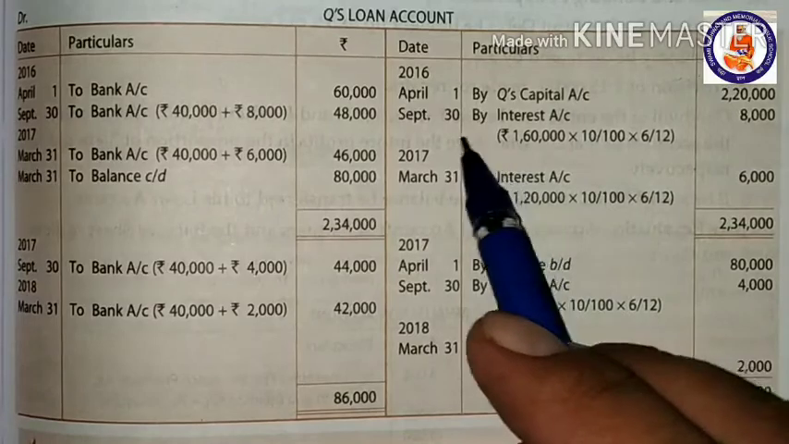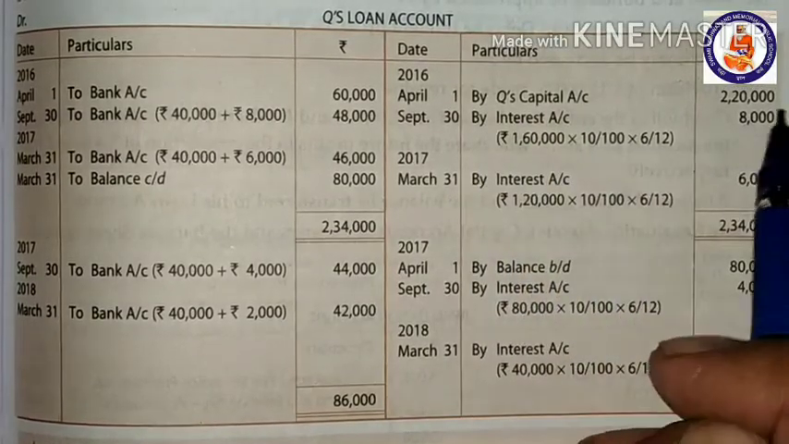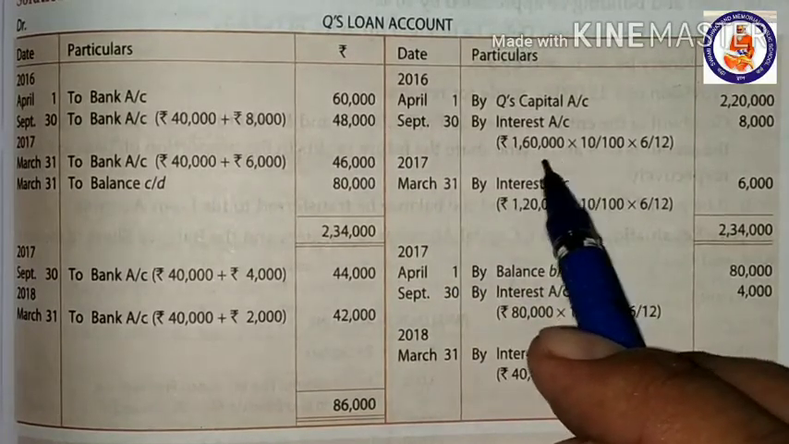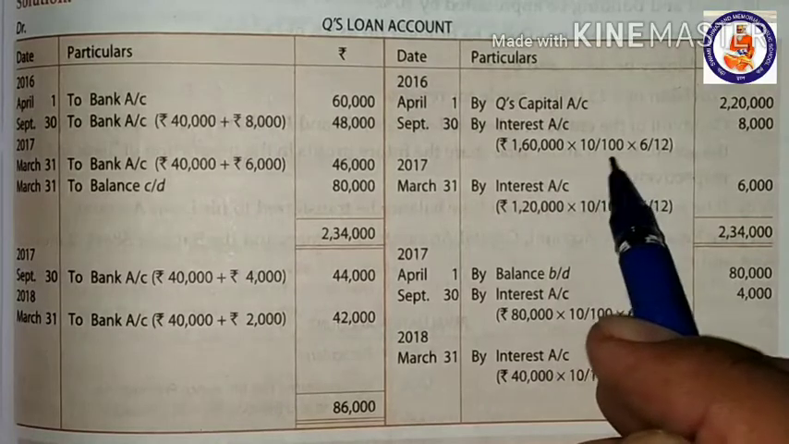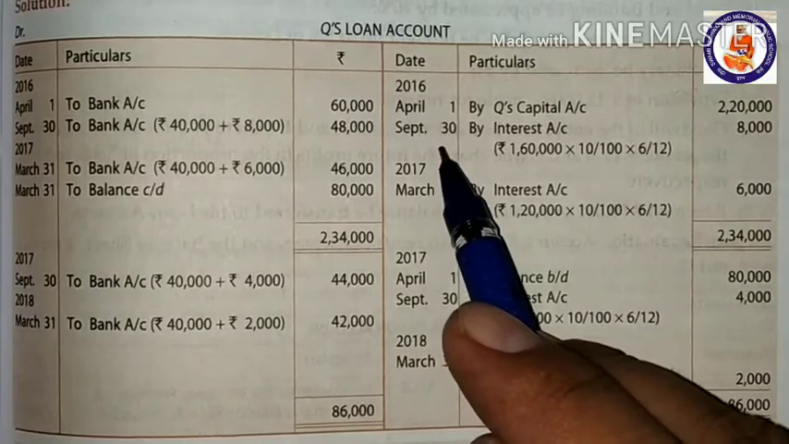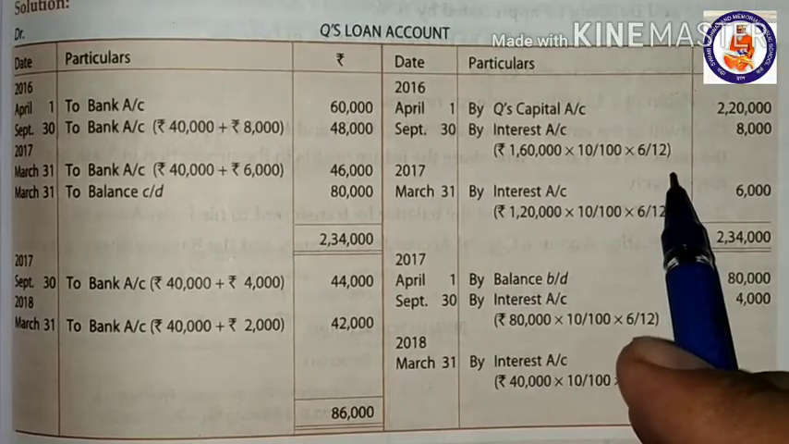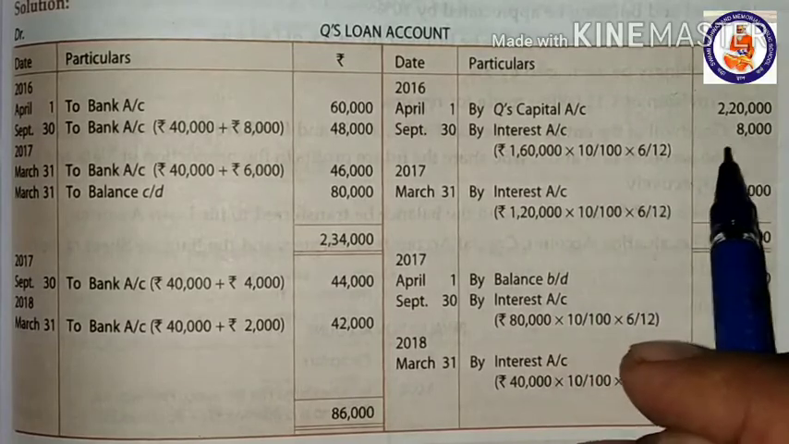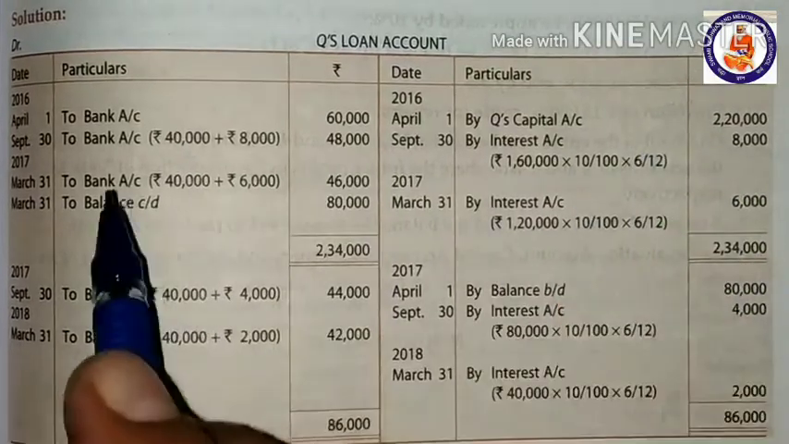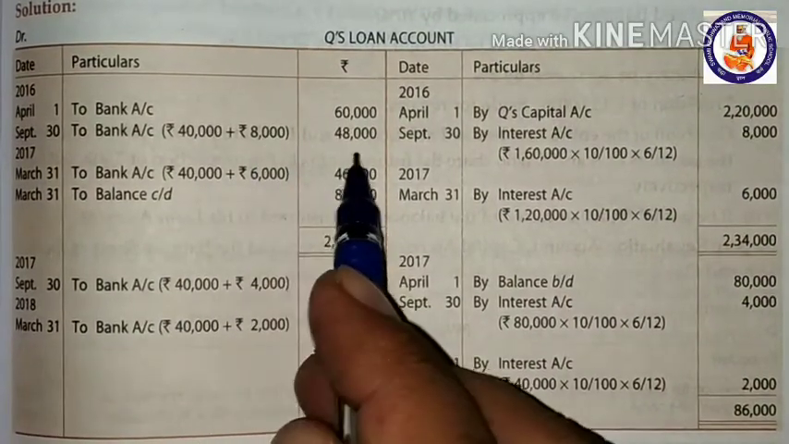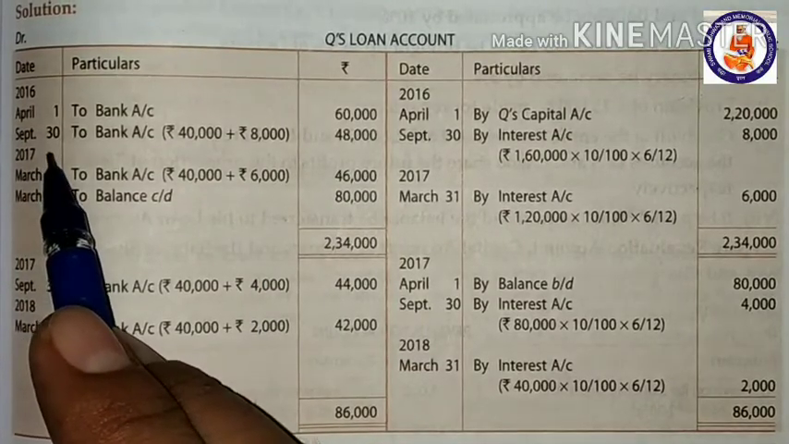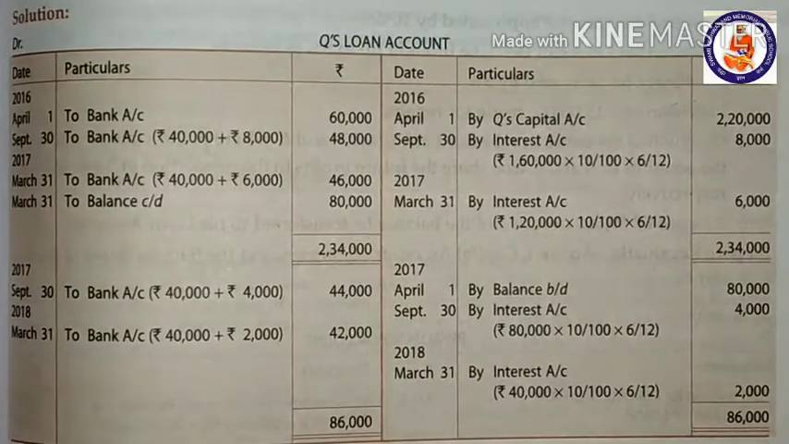On which amount? Out of this 2,20,000, 60,000 is paid, so for the remaining 1,60,000 at the rate of 10%, half year interest will be charged, because on this day we will find out how much interest is there. The interest amount comes to 8,000 rupees. So how much will be paid? The amount 40,000 plus 8,000 of interest, so a total of 48,000 is to be paid to him on September 30.